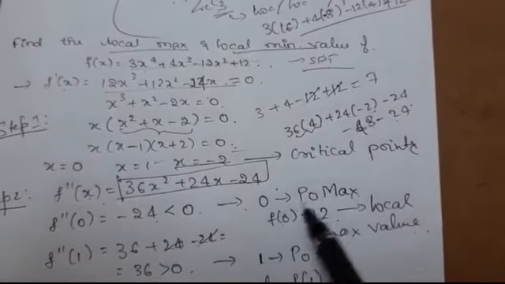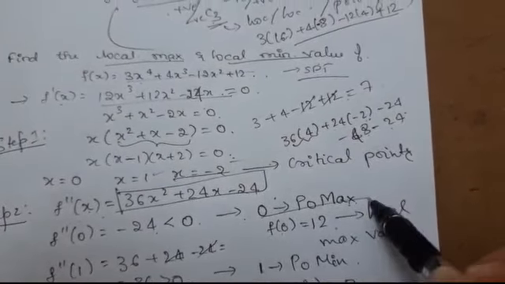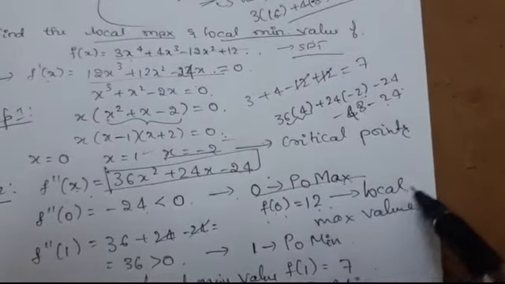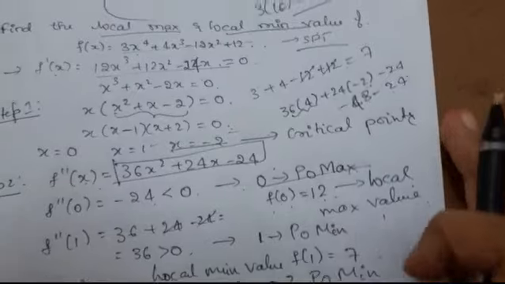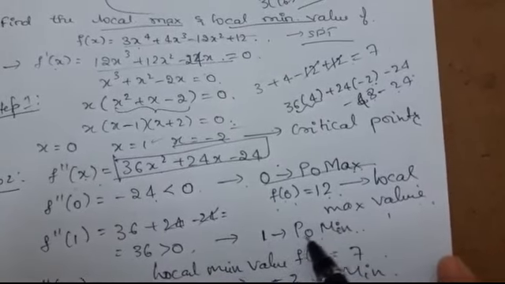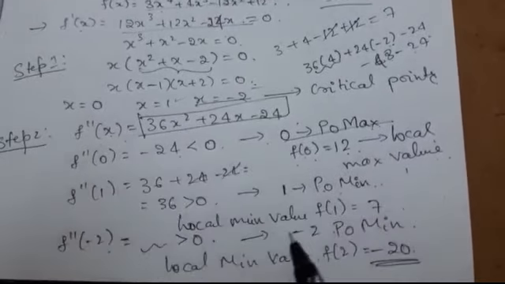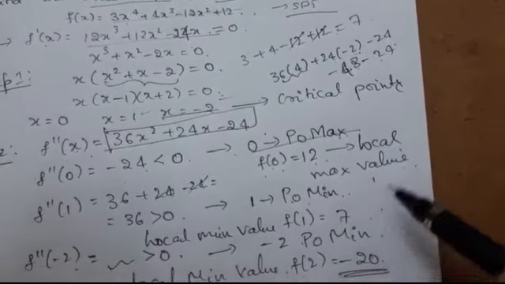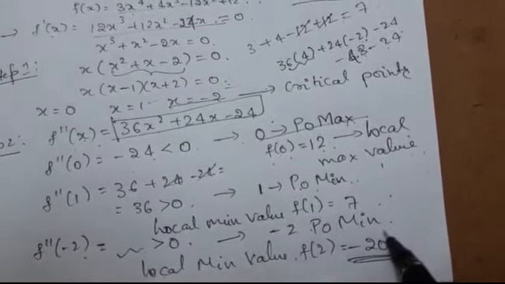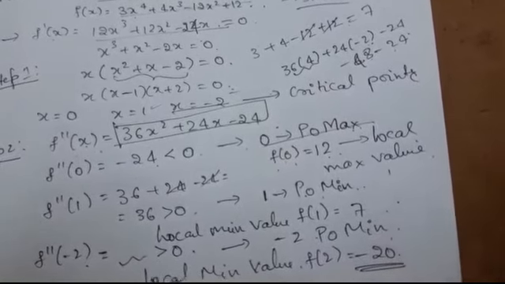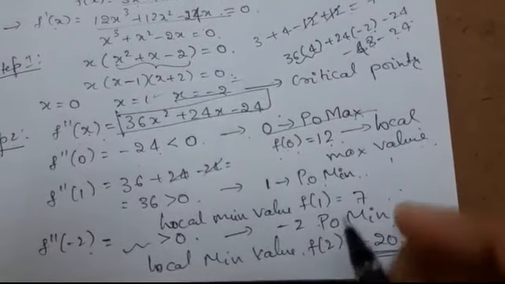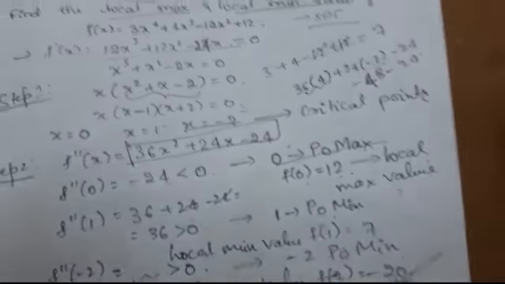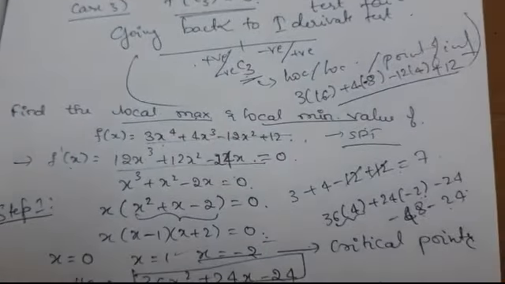So 0 is the point of maxima or local maxima, and f of 0, which is equal to 12, is the local maximum value. 1 is the point of minima or local minima, and f of 1, which is equal to 7, is a local minimum value. Minus 2 is a point of minima or local minima, and f of minus 2 is the local minimum value. So this is how we find the local maximum and minimum value using the second derivative test.